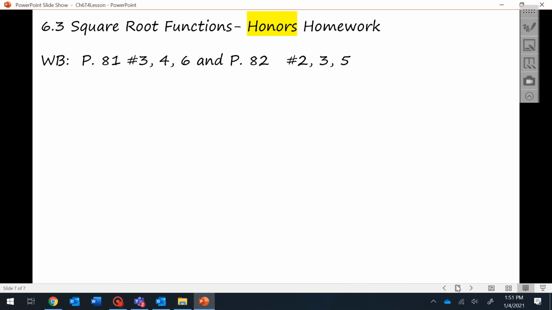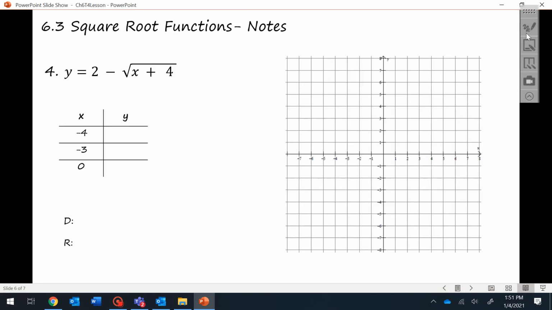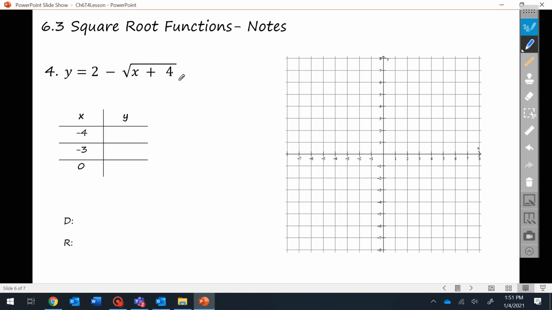I think this is the last one. Yes. So we got our last example here. This one is a little bit different, mainly because it's not written in the proper form. The problem with this is that the k value is at the beginning, so it looks a little bit confusing. The way that this should be written is negative square root of x plus 4, and then that 2 should be at the end. Now this makes a little bit more sense for us to look at. We can see that the starting point is negative 4 comma 2.